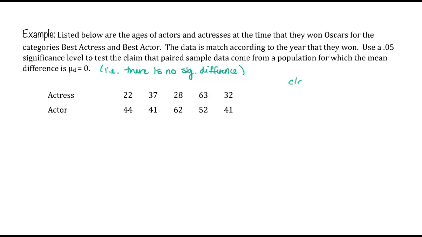We can express this claim as mu sub D equals 0, and we are told to use a 0.05 significance level, so that's our value for alpha.